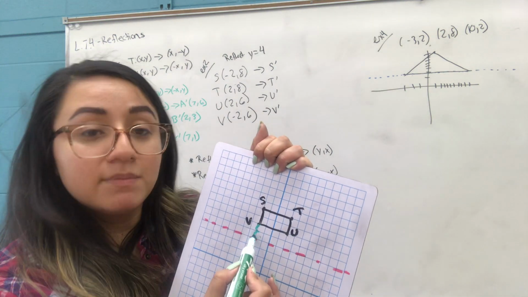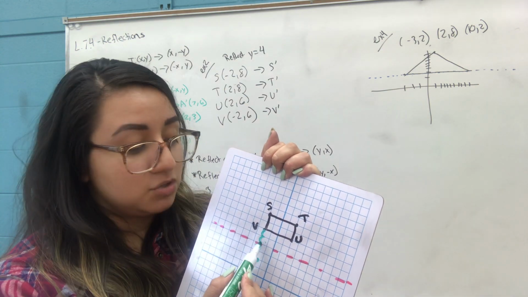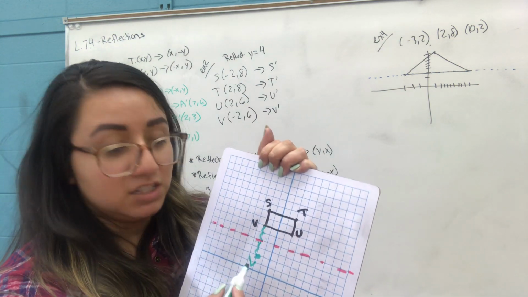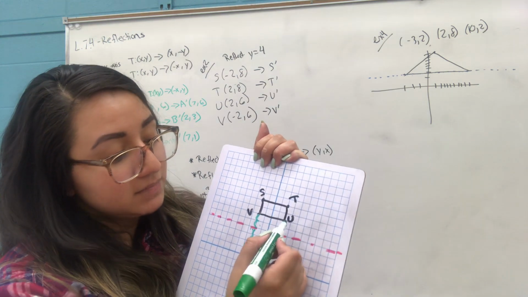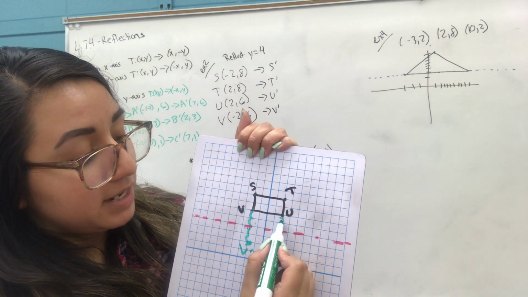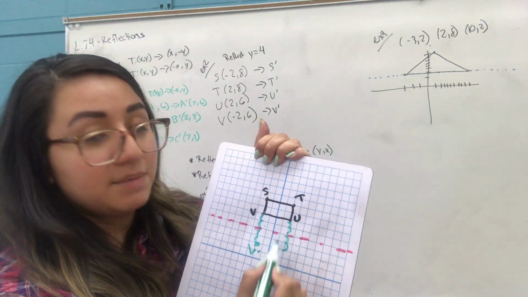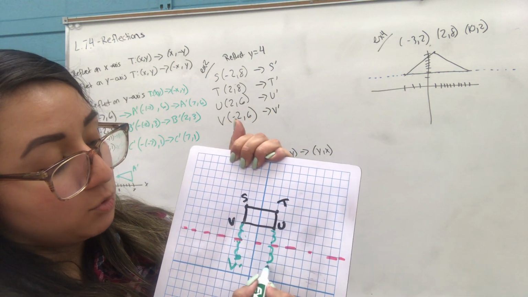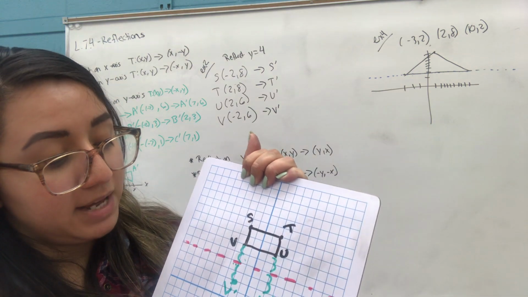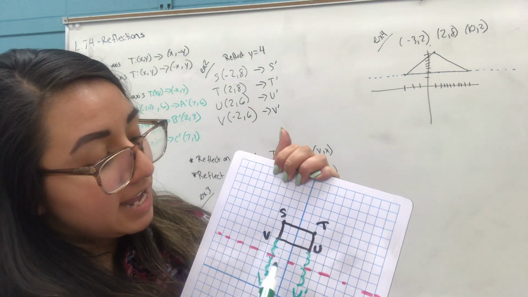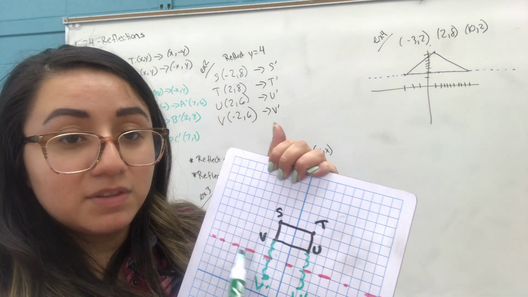So it has to be the same distance from the line. That's 2 units, which means I have to do 2 units on that side as well. And I get V. U, it's 2 units away, 1, 2. So the reflection would be 2 units away as well, which means 4 units in total. So I have my U. Here I have my S. I have to count from y equals 4.